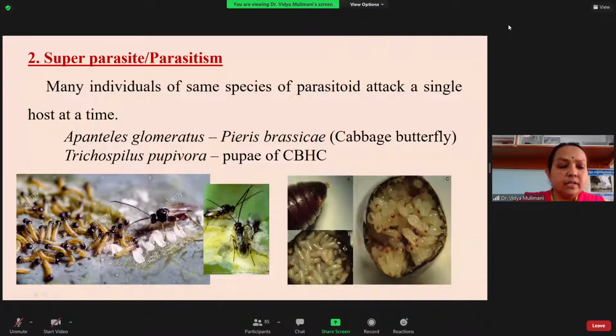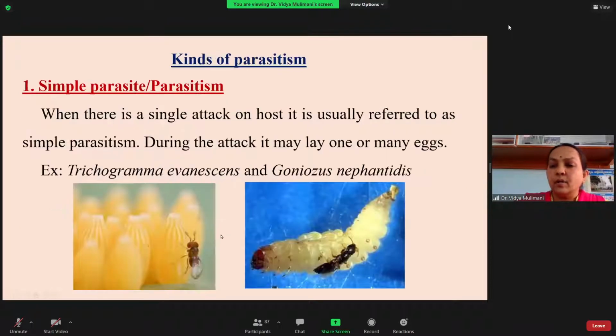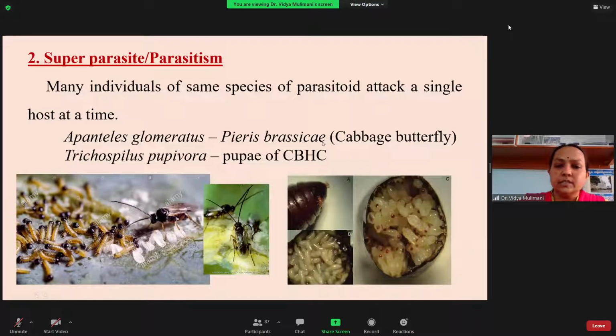So many individuals of the same parasitoid species attack a host at a time. For example, here you can see the one I have given already, Apanteles glomeratus, which mainly attacks the first or second instar larvae of Pieris brassicae. Here the same caterpillar may be attacked by another Apanteles glomeratus. Because of that, you see so many young ones coming out of the caterpillar for pupation.